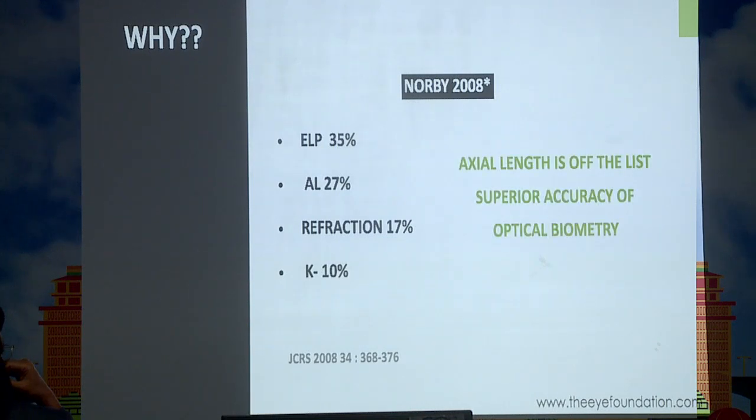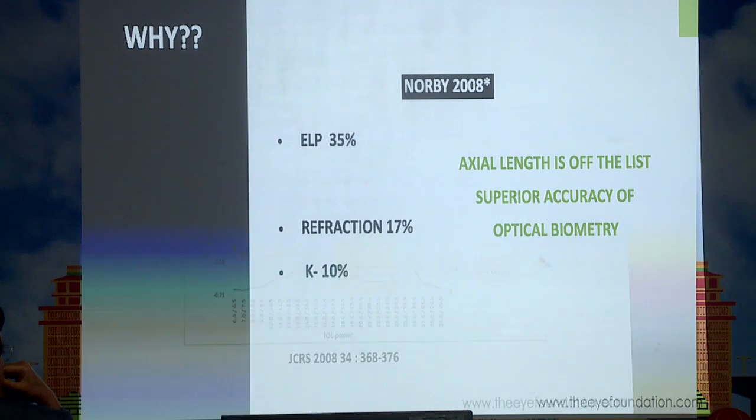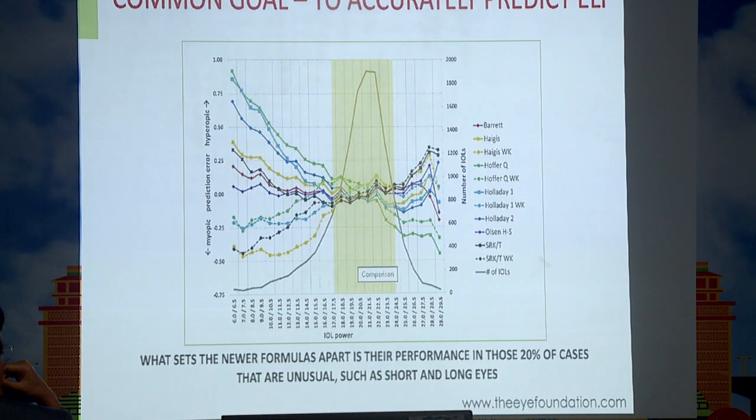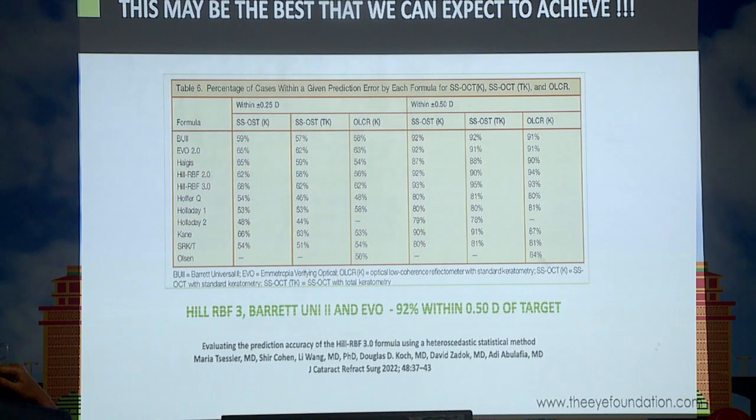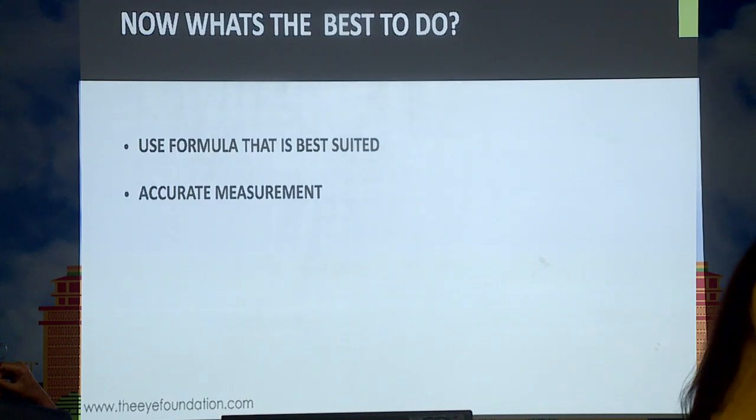This, which I told you already, was also discussed by Norrby et al. in 2008. What was further analyzed in this particular graph was that if you use the third generation formula, you may do well in the majority of situations. But in those extremes of axial length and in post-surgically treated eyes, you need the latest generation formulas to get the end result which you want. This was another study where they compared the Hill RBF with the EVO and the Barrett's, and it again reiterated that when you're using these formulas, 92% of the time you're within plus minus 0.5 diopter.